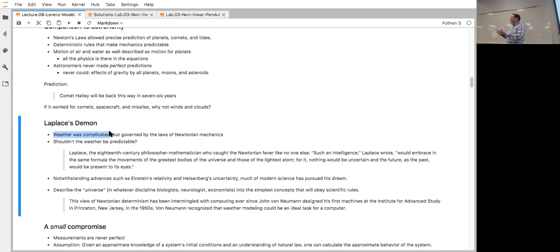So the idea, the theory of science, is that what we're going to do is describe the universe. Now, the universe might mean whatever it means. To an astronomer, it would mean equations of gravity.